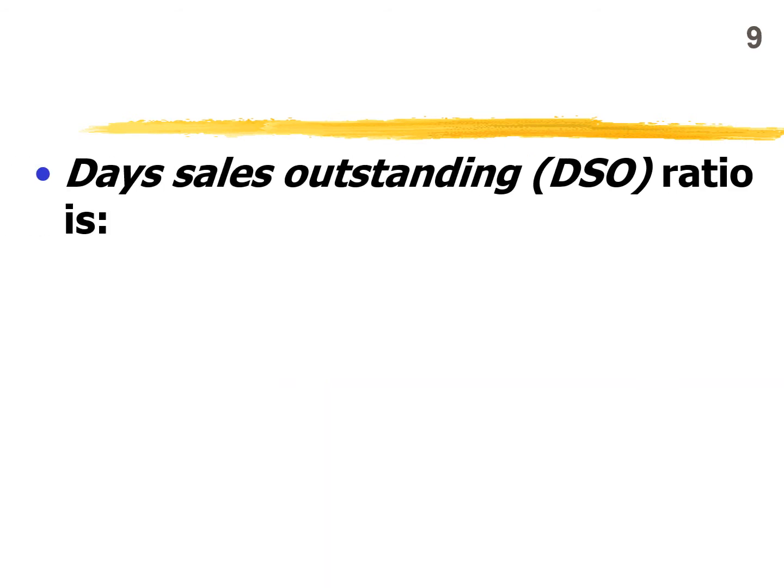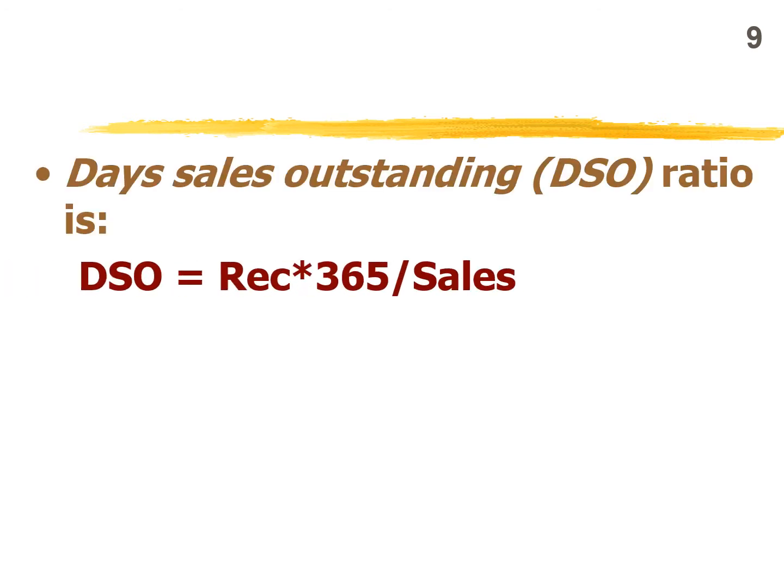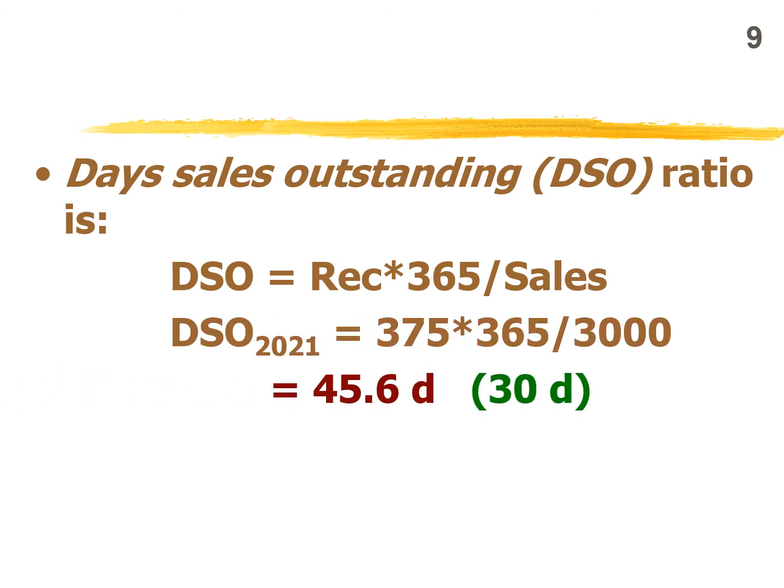Another measure that is used to examine the quality of the receivables is days sales outstanding. For our company, the days sales outstanding is 45.6 days, while the industry average is 30 days. Days sales outstanding is the average amount of time it takes us to collect. Since we want to collect more quickly, a lower value indicates greater quality of receivables. In this particular case, we take over 15 days longer than the average firm, so this suggests our receivables are weaker in quality than average.